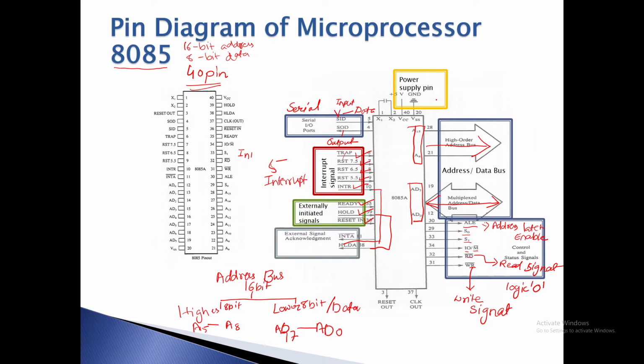Apart from this, we have power supply signals, pin 40 and pin 20. Pin 20 is ground, and pin 40 is the 5 volt supply. Then we need to synchronize the 8085 with clock signals, so to provide the clock to the 8085 we have two pins, X1 and X2. Across these two pins, we can provide two types of clock signals. One is the RC clock, meaning resistance capacitor clock, or the second is a crystal.